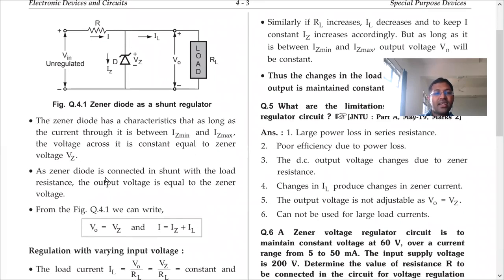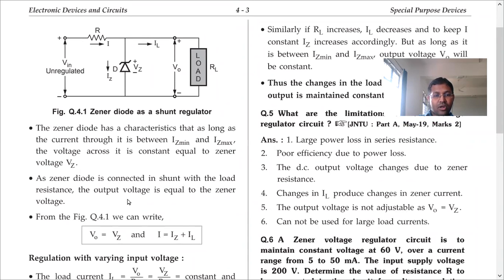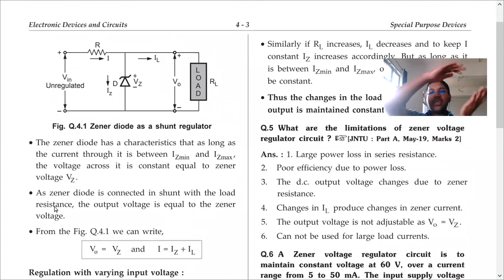Next, as the Zener diode is connected in shunt with the load, the output voltage is equal to the Zener voltage. The Zener diode maintains a constant voltage across it, right? So the voltage is constant. Whatever you connect there, still the voltage is constant because the terminals are the same. Example I told you.